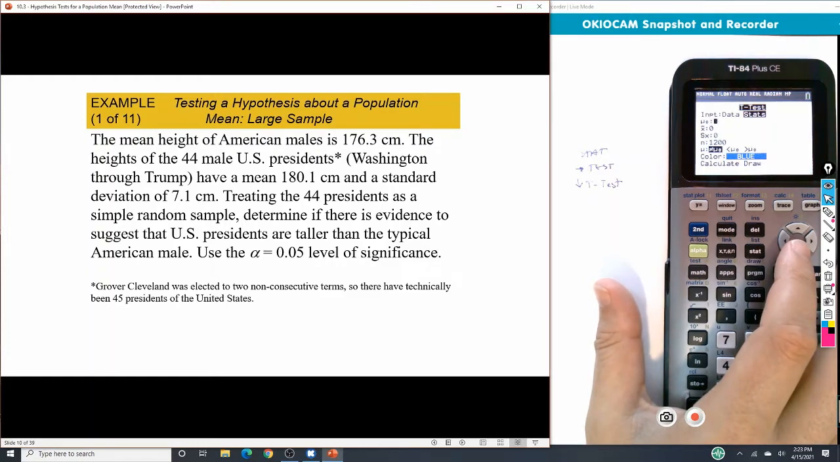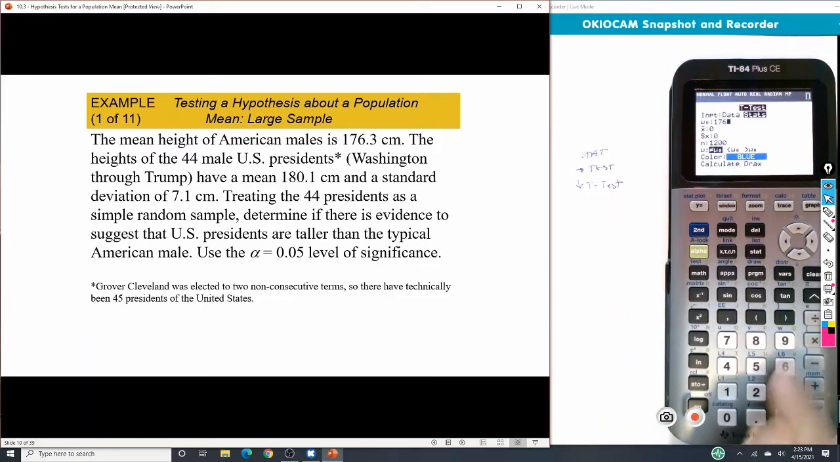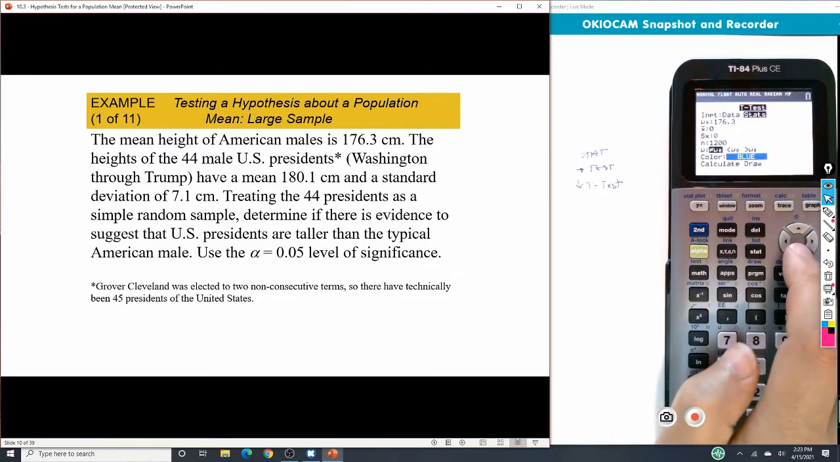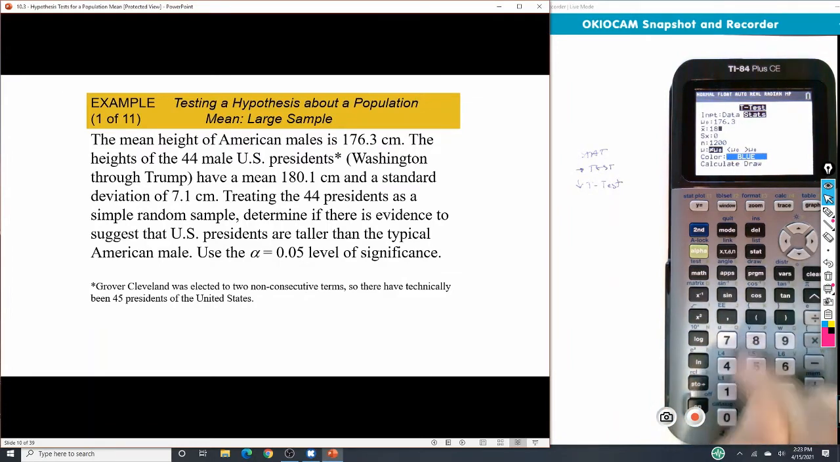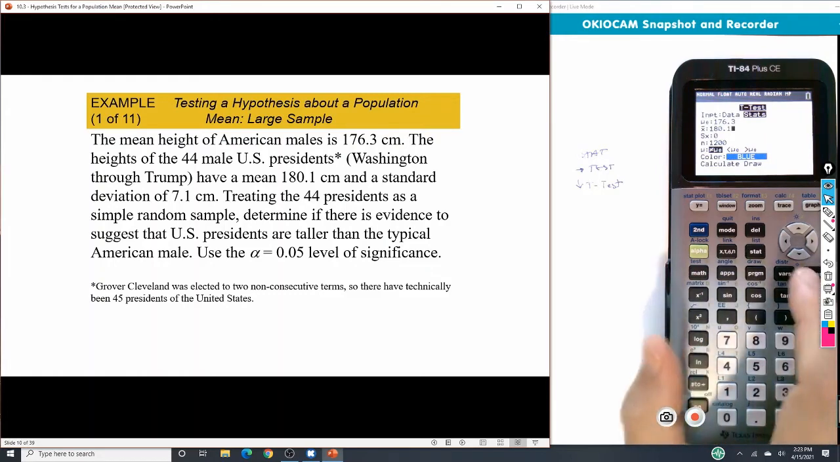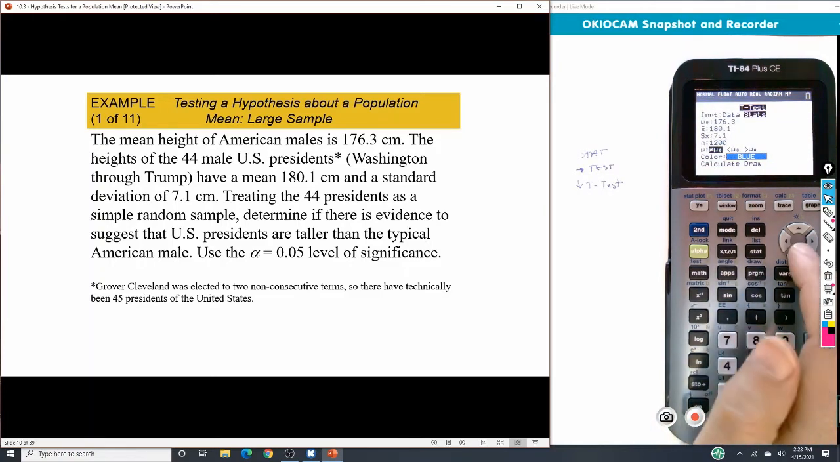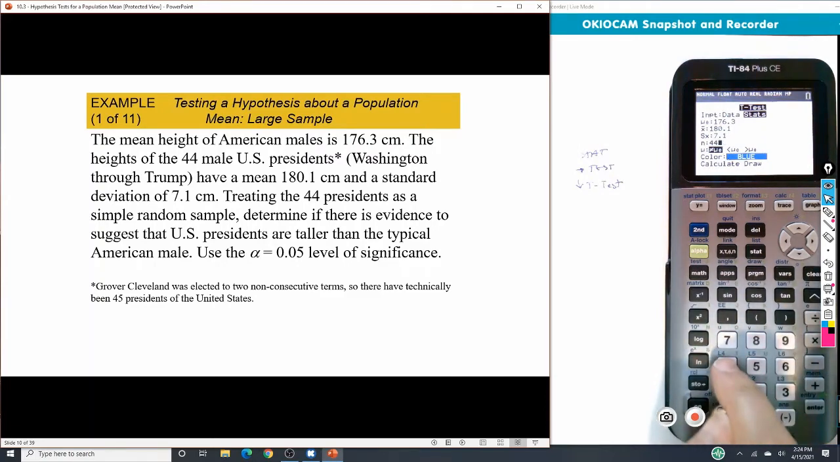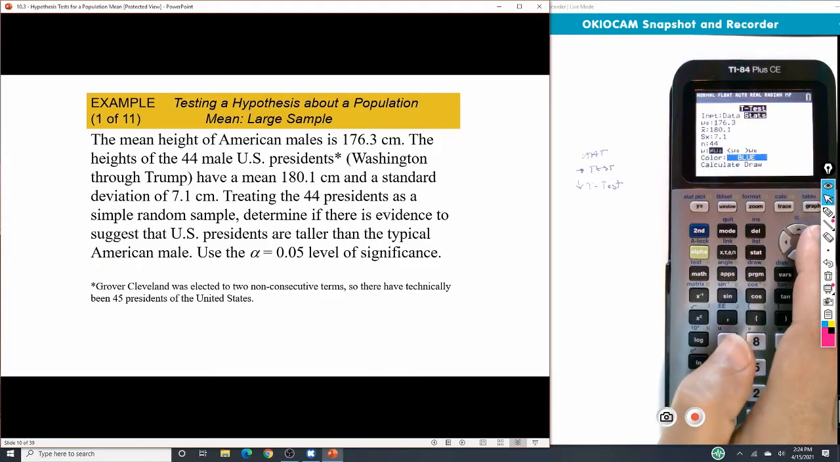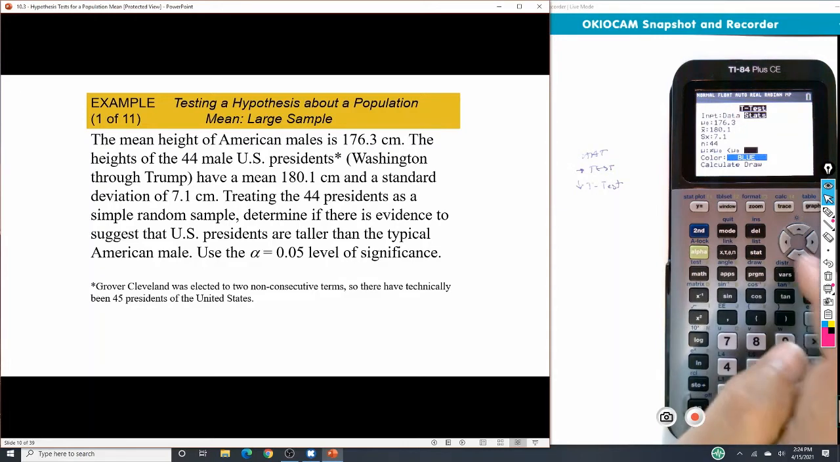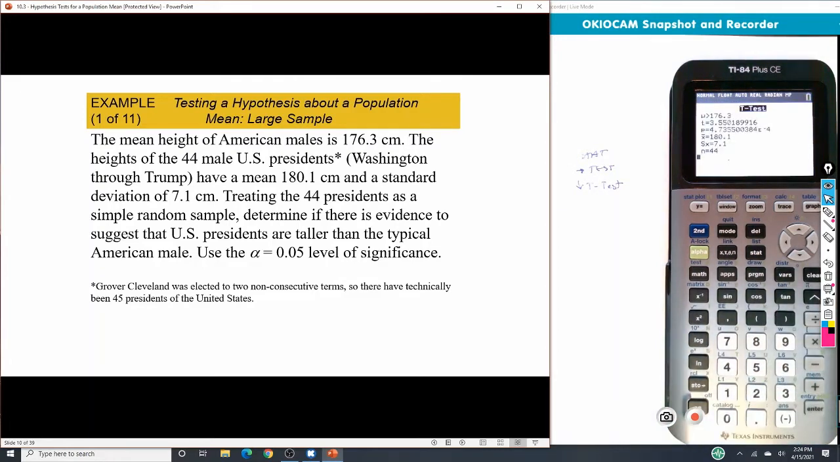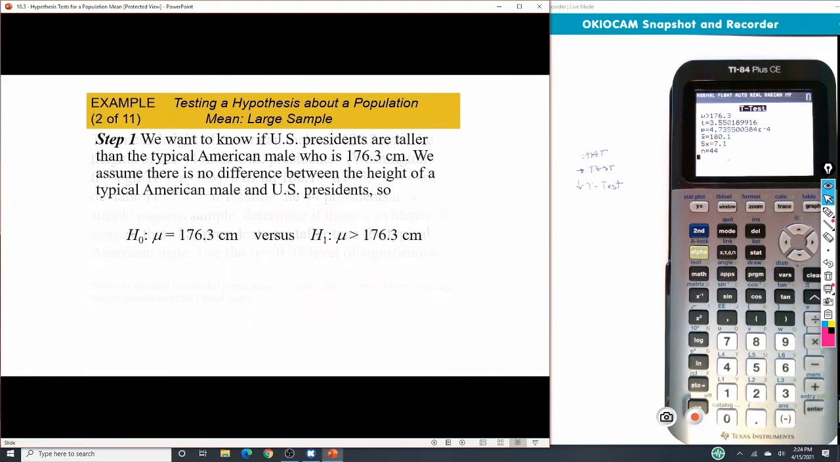All right, so our mu sub 0, that is the height of all the males, 176.3. Our x bar, that's going to be for our presidents, is 180.1. Our s here is 7.1. And then our n value, we had 44 presidents. Now we're wanting to suggest that they are taller, so that's a greater than, and so we want to calculate.